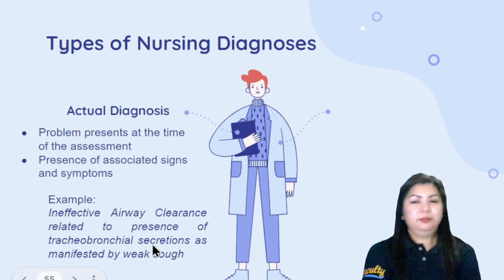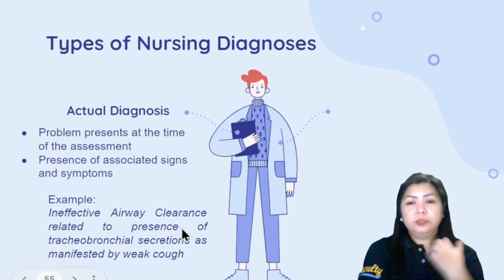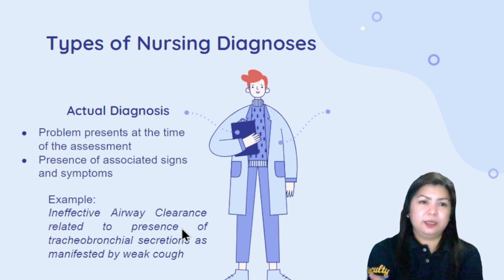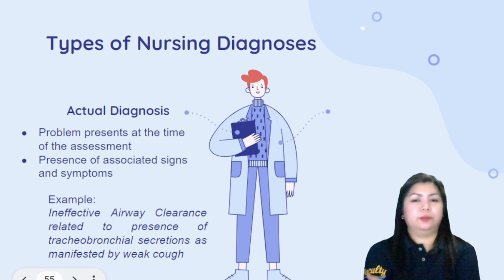Hence, the client is having difficulty. This secretions or the airway clearance problem is supported by a sign or a symptom that you were able to see in your client, which is a weak cough. So this is now your nursing diagnosis as an actual diagnosis.